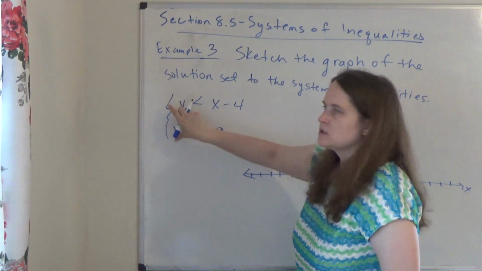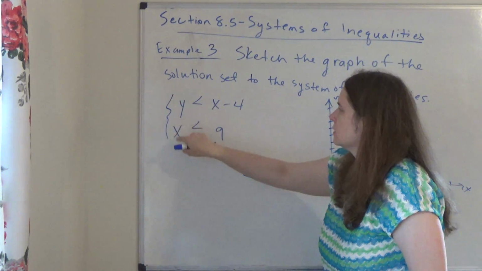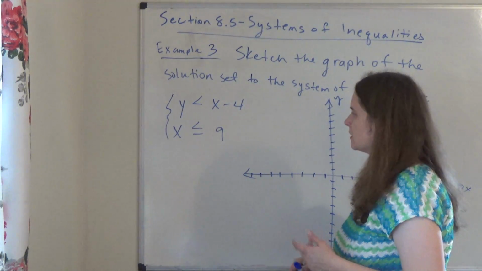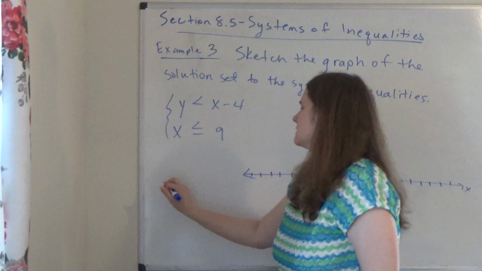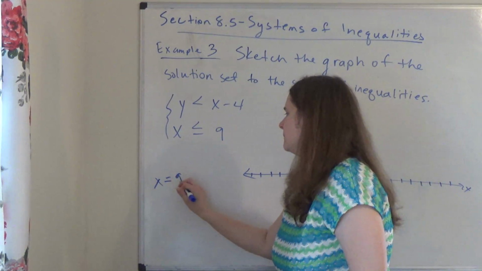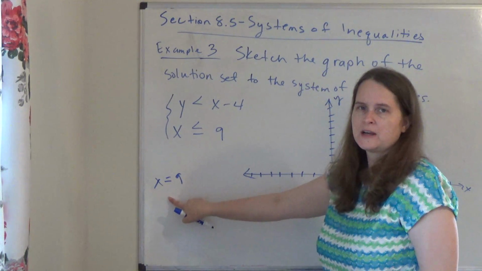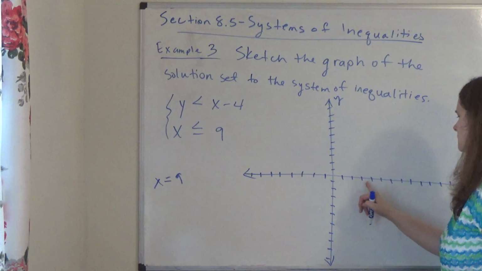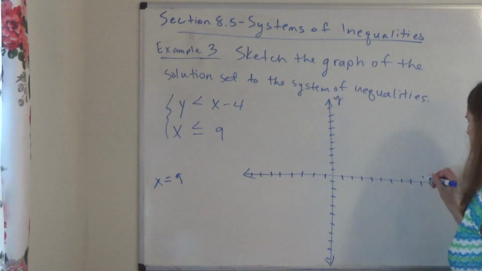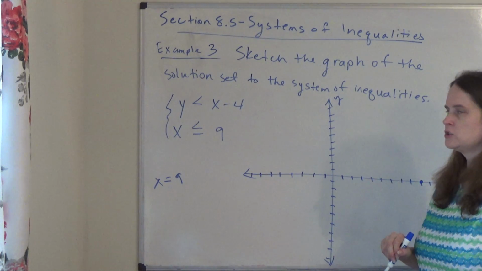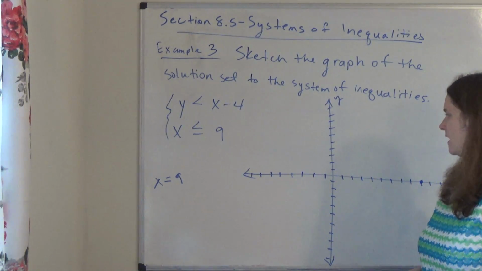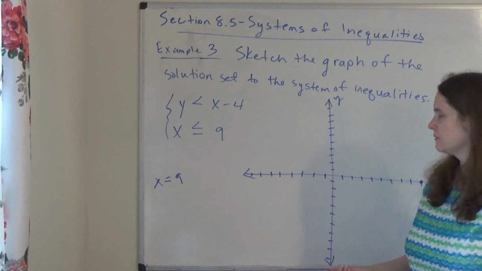I like to use a little curly brace to show that that's my system, just to keep them together. But what if you were asked to graph just a regular line x equal 9? What would that look like? You would find 9 on your x-axis, and then you would draw a line that passes through this point, but what kind of a line should it be? Well, you want to find all the points that have an x value of 9.